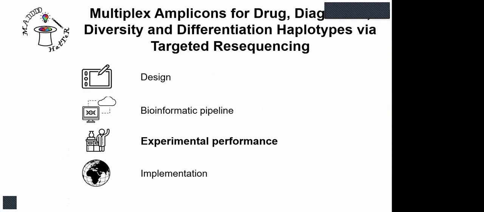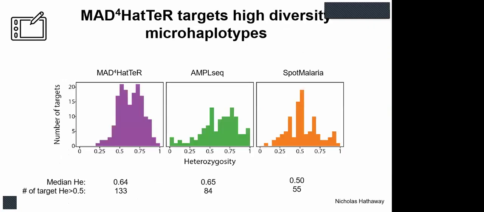So what have we done so far with this pipeline to test its experimental performance? The Mad Hatter pipeline targets high diversity microhaplotypes, and we have compared it to two other pipelines which were in existence for malaria. For example, there is the AmpliSec pipeline and the Spot Malaria pipeline. If you look at the median heterozygosity, ours is 0.64, compared to 0.65 for AmpliSec and 0.5 for Spot Malaria.